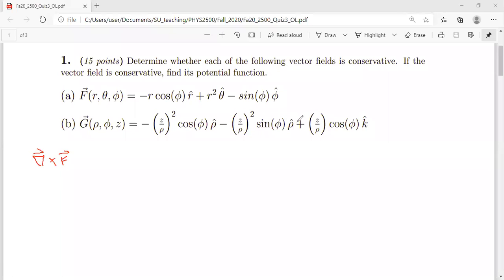And oops, there was this little typo that got corrected, but I didn't correct that here. So that is phi hat. Figure out what coordinate system we're in, and then write down the appropriate expression for the curl in that coordinate system. So F is in spherical polar coordinates, r, theta, phi.